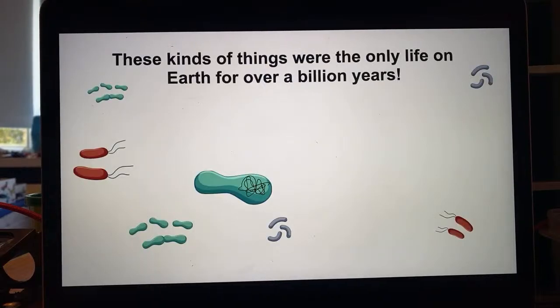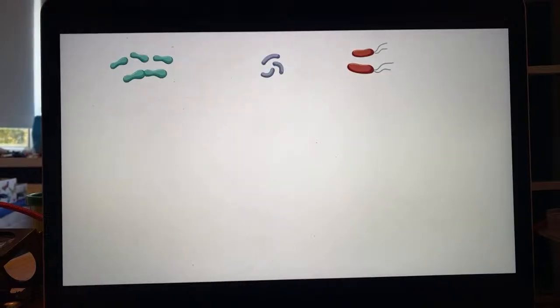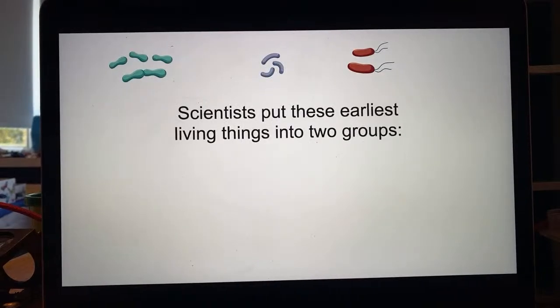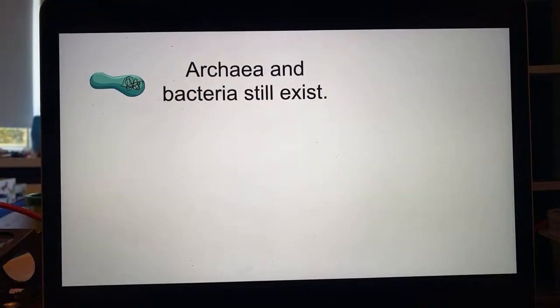And these kinds of things were the only life on Earth for over a billion years, just these tiny little things. So they were 1 cell big, they had this slishy sloshy DNA, they were too small to see. And we put these earliest living things into 2 groups, the archaea and the bacteria. We will talk a bit about bacteria when we talk about lichens, so this is all fitting in. And archaea and bacteria, we found out in the first lesson, still exist.